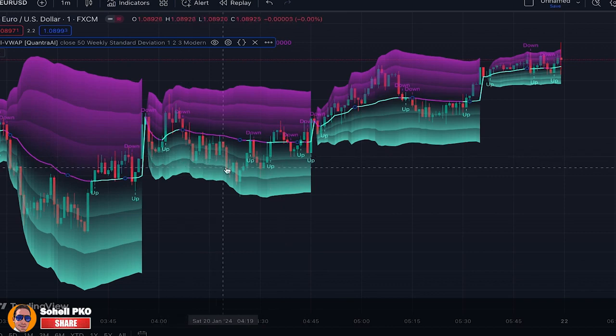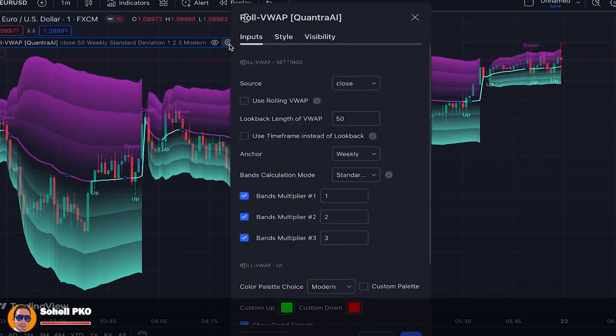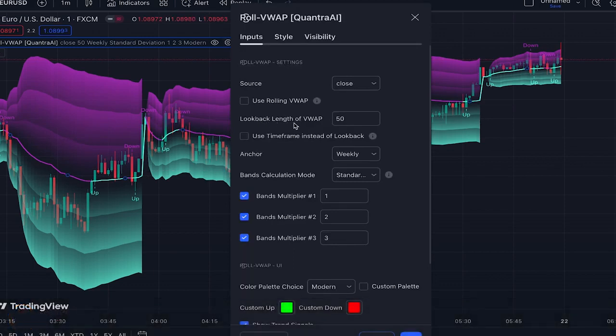Please pay attention, by default the resetting is happening after each 50 candles because in the settings by default it's using a look back window with a length of 50. In case you want to use this indicator in the original version, you can turn on this option, use time frame instead of look back, and for the anchor you can set it daily. So the resetting happens at the beginning of each day.